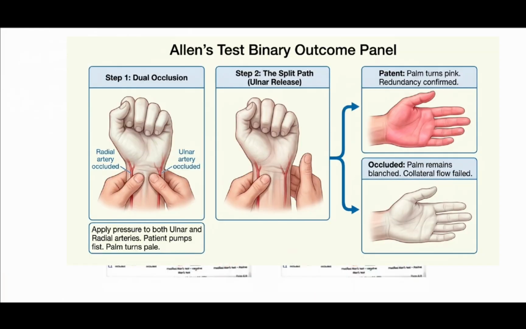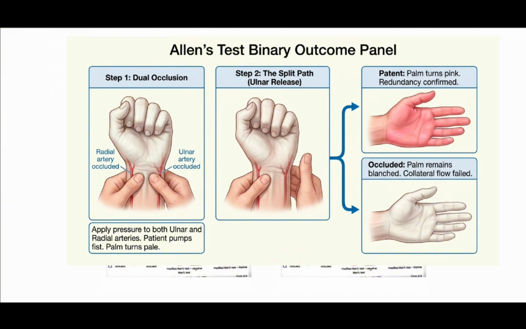Let's compare the visual results side by side. On the left, we release the ulnar artery, but the palm remains blanched and pale. This is a negative modified Allen's test. It means the ulnar artery is not patent, so if you were to damage the radial artery here, the hand would completely lose its blood supply.